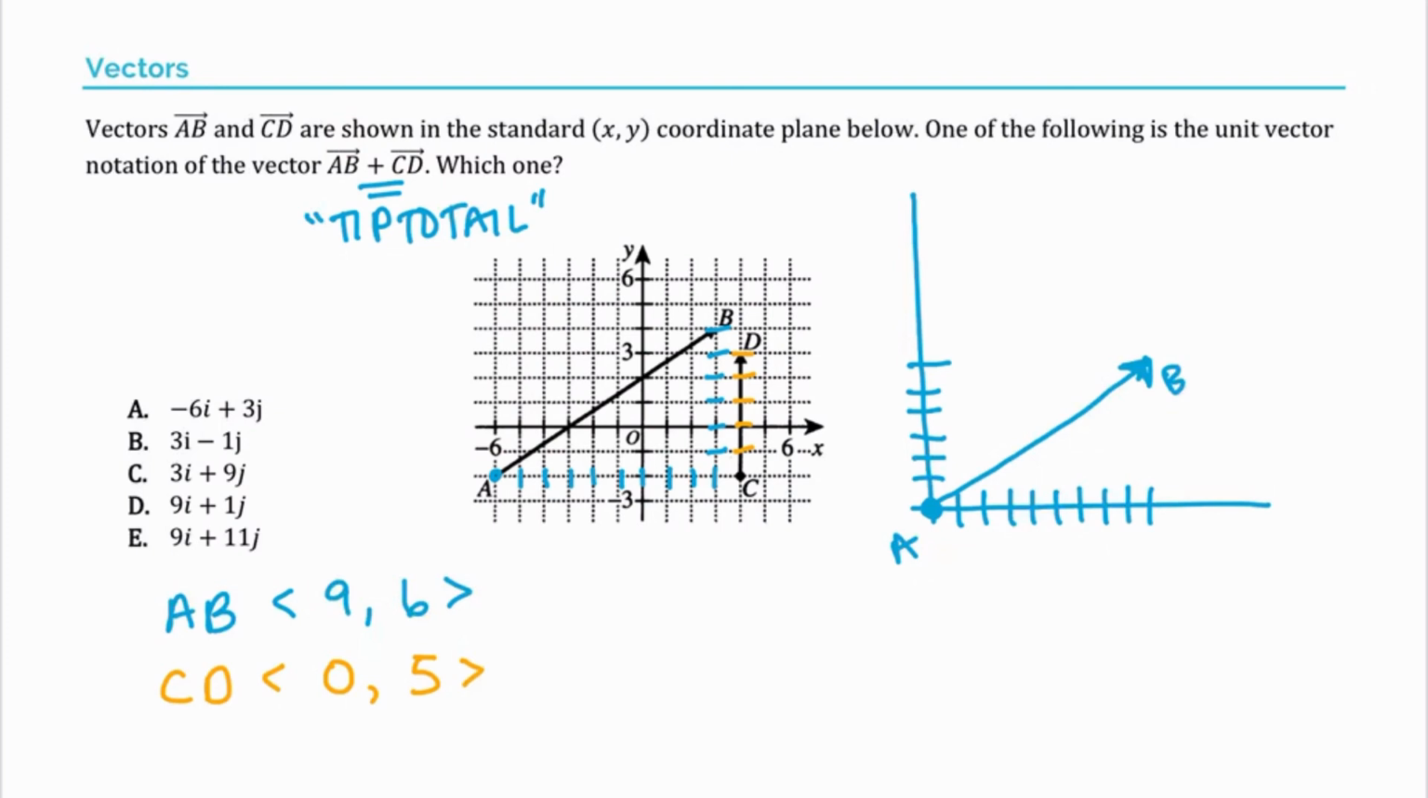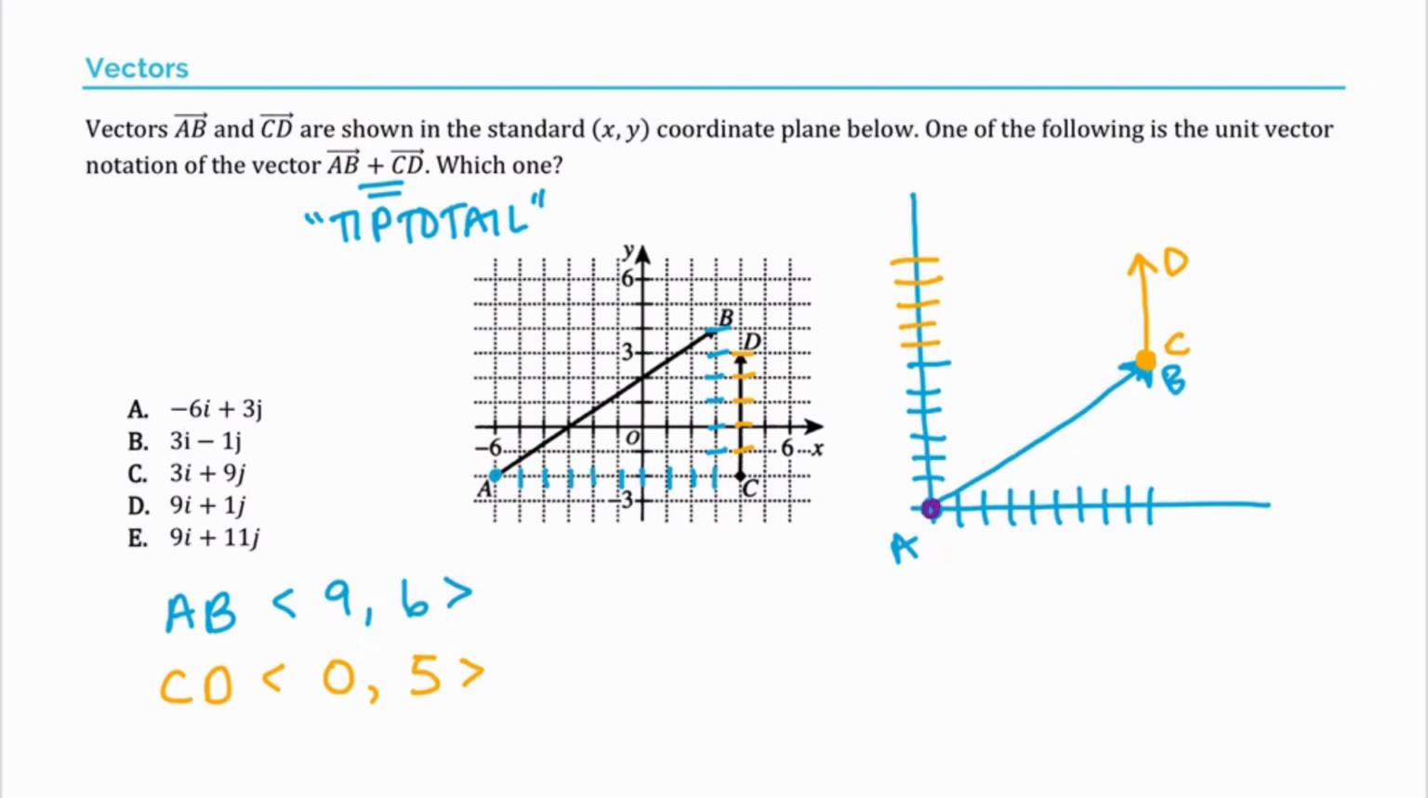So that tip to tail, as I was talking about, basically means that if I want to add vector CD, I'm going to take the tip of AB and put the tail of CD in the same place. And then CD from that point is going to go up 5. 1, 2, 3, 4, 5. So let's say that's about there. So there's vector CD.